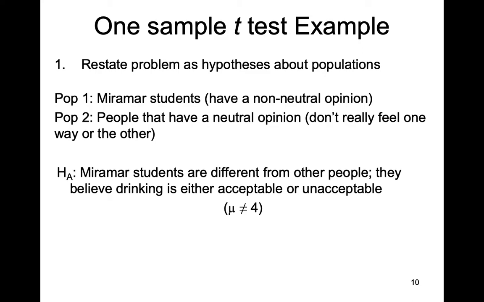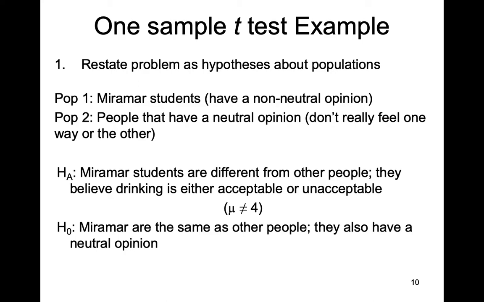So notice that we have a two-tail hypothesis here. Our null hypothesis is that Miramar students are the same as other people. They also have a neutral opinion. Okay, so mu equals 4.